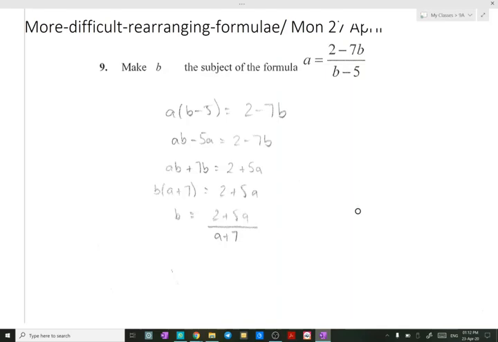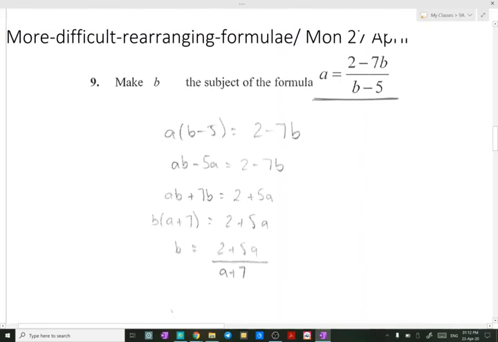Solving a problem which talks about more difficult rearranging of formulas or formulae. In number 9, make B the subject of the formula which is found here. So the first thing we have to do, since we have a fraction here, is to make it a over 1.